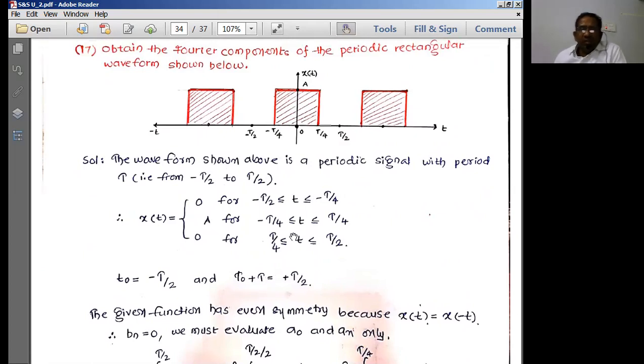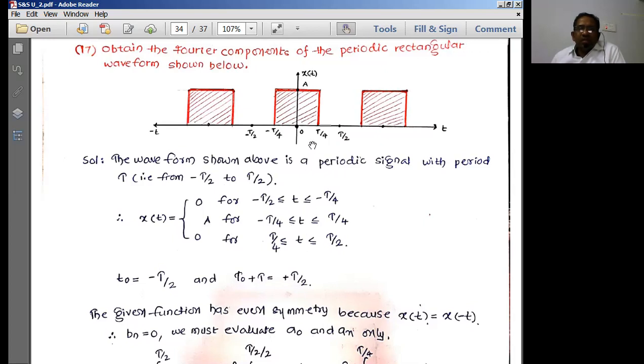So mathematically we'll be simply taking the limits as minus T by 2 to plus T by 2. In between I have minus T by 4, 0, all these points. So from minus T by 2 to minus T by 4, what is the value of the signal? 0. Therefore I'm putting 0. Then from minus T by 4 to 0, what is the value I have? A. So therefore I'm putting A.